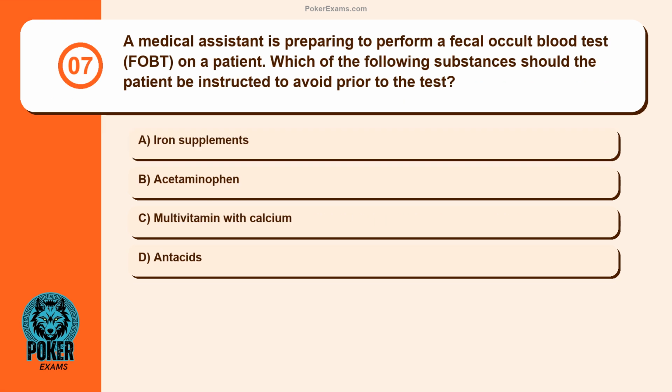Question 7. A medical assistant is preparing to perform a fecal occult blood test, FOBT, on a patient. Which of the following substances should the patient be instructed to avoid prior to the test? Iron supplements, acetaminophen, multivitamin with calcium, antacids.